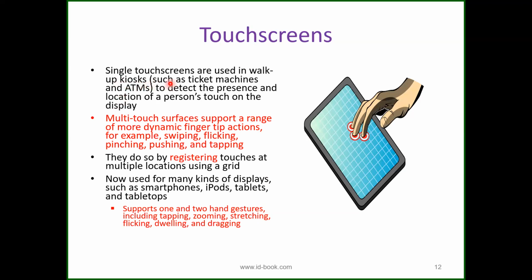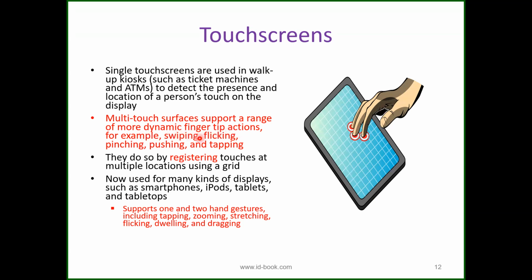Now, what happens? Single touch screens are used in walk-up kiosks such as ticket machines and ATMs to detect the presence and the location of a person's touch on the display. Based on the point of touch on the screen, the system identifies whether the person doing an ATM transaction is trying to take money or just trying to print the receipt.